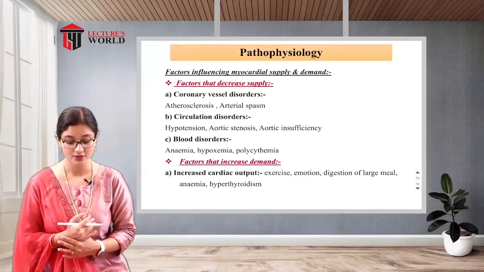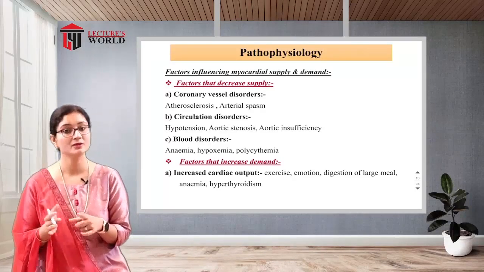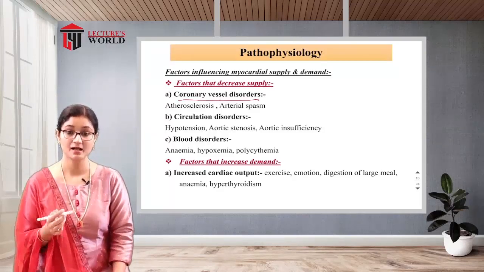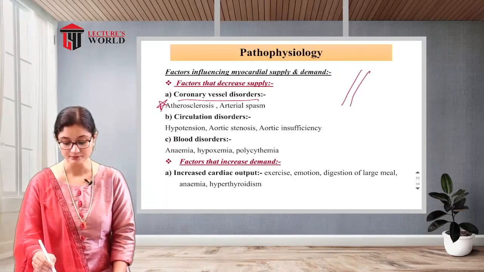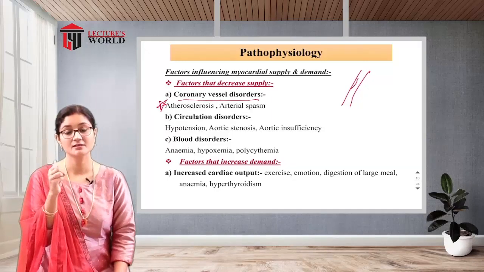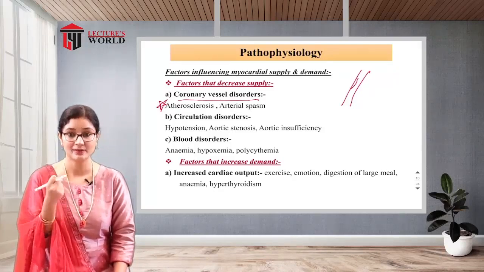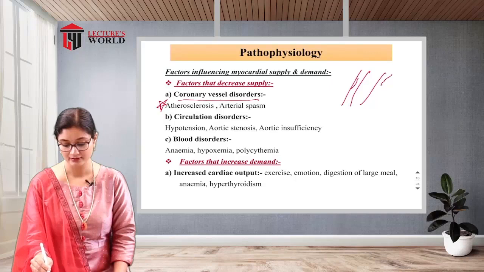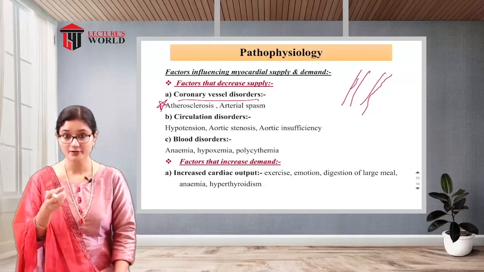So let us understand first what are the factors that decrease the supply of blood to the myocardium. The first one is coronary vessel disorder. When your coronary arteries are affected, the commonest thing is atherosclerosis. As I said, your arteries have plaque formation. Then arterial spasm. Okay, it is leading into a vasoconstriction state, or it is decreasing in size, it's going in spasm. So blood supply totally, it will go like this. Okay, spasm. These are two reasons where coronary artery problem is there.